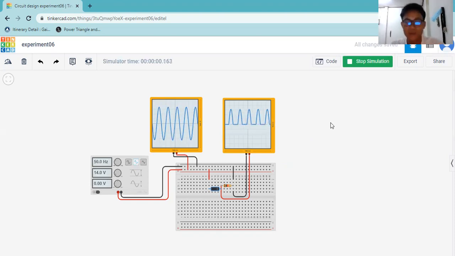So that's it for the experiment number 6 in Tinkercad. Thank you very much.